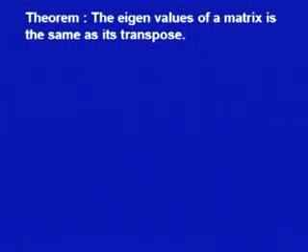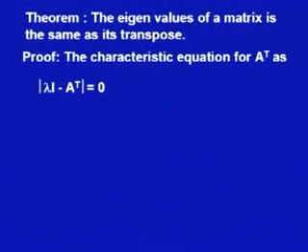Now, another theorem says that the eigenvalues of a matrix are the same as those of its transpose. So, that means if I have a matrix A having some eigenvalues, and if I take the eigenvalues of the corresponding transpose matrix, the eigenvalues of the two matrices will be the same. So, let us consider the characteristic equation for A transpose. So, it is determinant of lambda I minus A transpose is equal to 0.